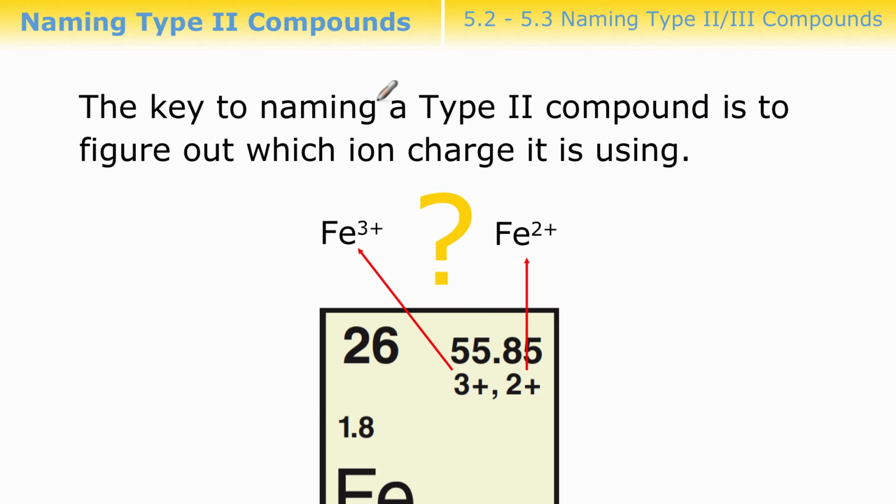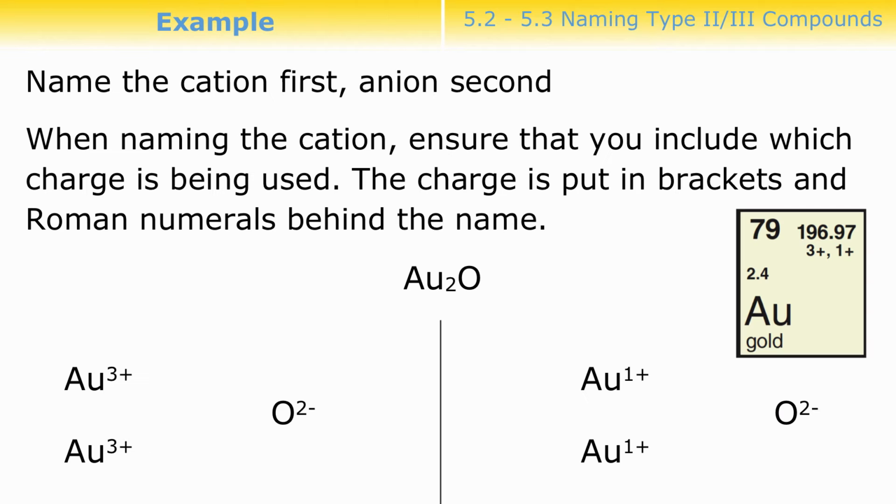Okay, so the key to naming a type 2 compound is to figure out which charge it's using. So iron can play as a 3 plus charge, or it can play as a 2 plus charge. And there might be other options, but those are the main ones. So when we're looking to name something, I have to say it's an iron 3 or an iron 2. Here's an example of what I mean.